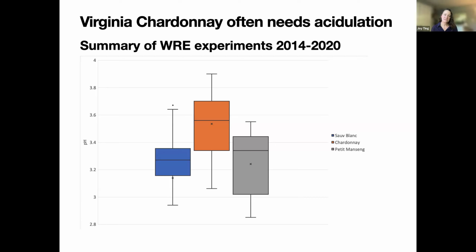Just as a point of reference, since we're going to be talking about TA as well, from the same data set, the average TA was about 6.4. So if we think about a good TA for white wines being somewhere between maybe 6 and 8, that TA of 6.4 does give some room for acidulation as well, which is good news along the way.